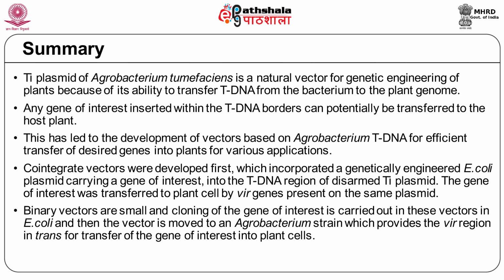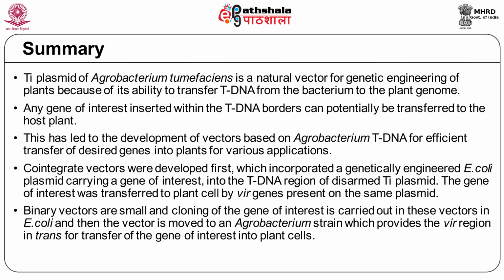The module can be summarized as: the Ti plasmid of Agrobacterium tumefaciens is a natural vector for genetic engineering of plants because of its ability to transfer tDNA from the bacterium to the plant genome. Any gene of interest inserted within the tDNA borders can potentially be transferred to the host plant. This has led to the development of vectors based on Agrobacterium tDNA for efficient transfer of desired genes into plants for various applications.